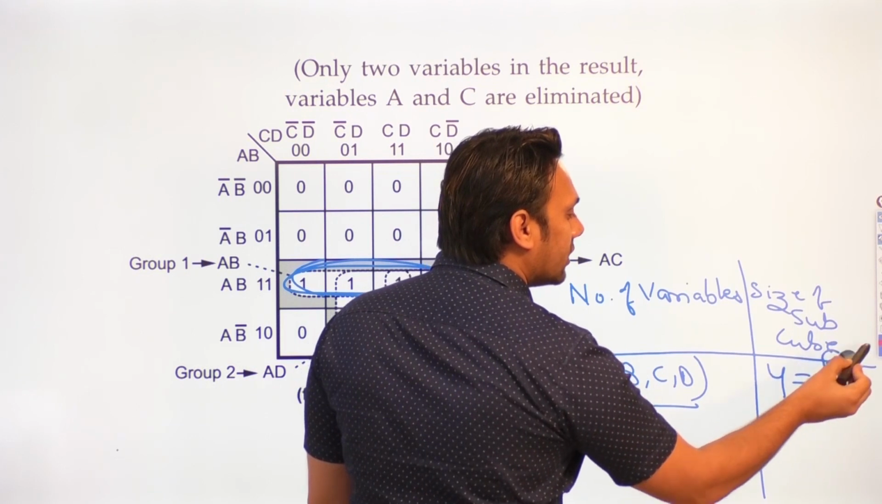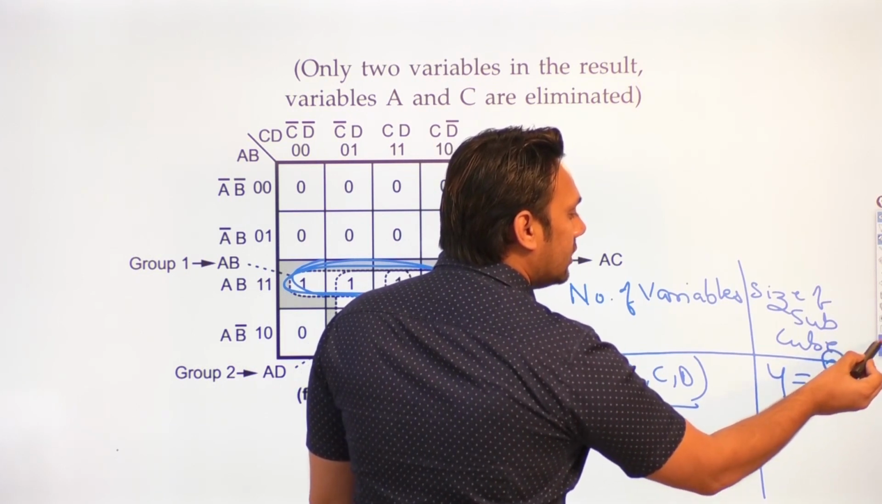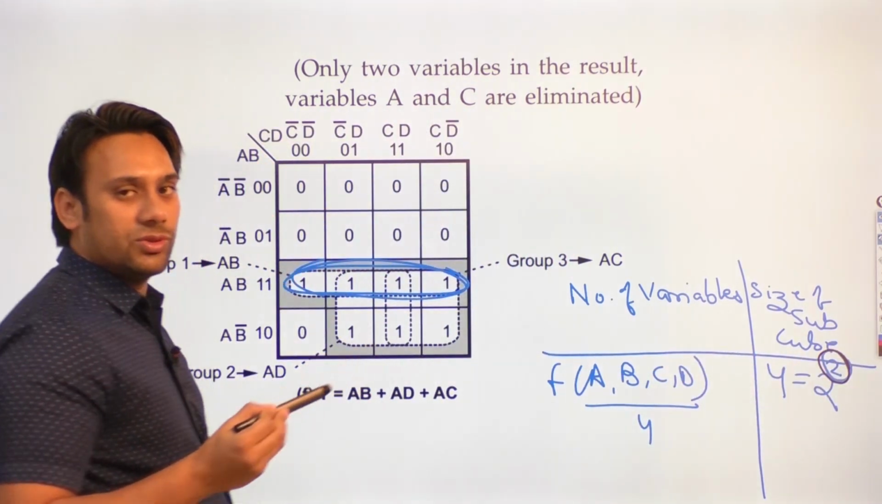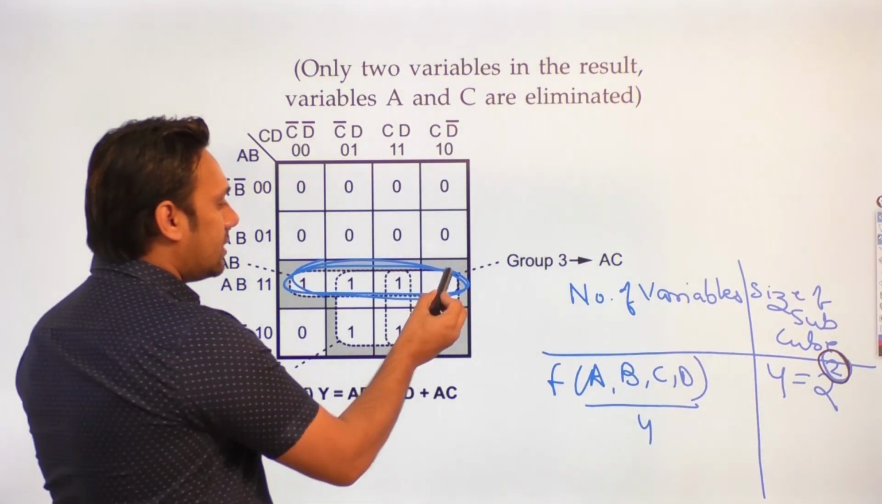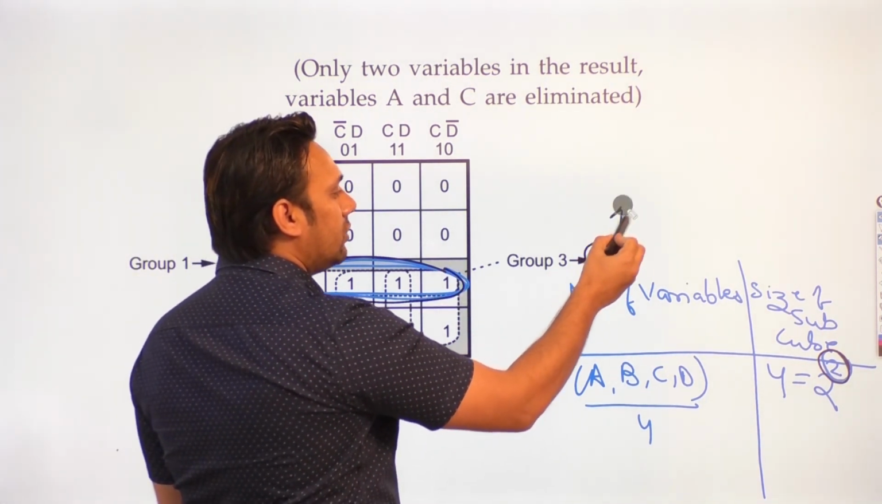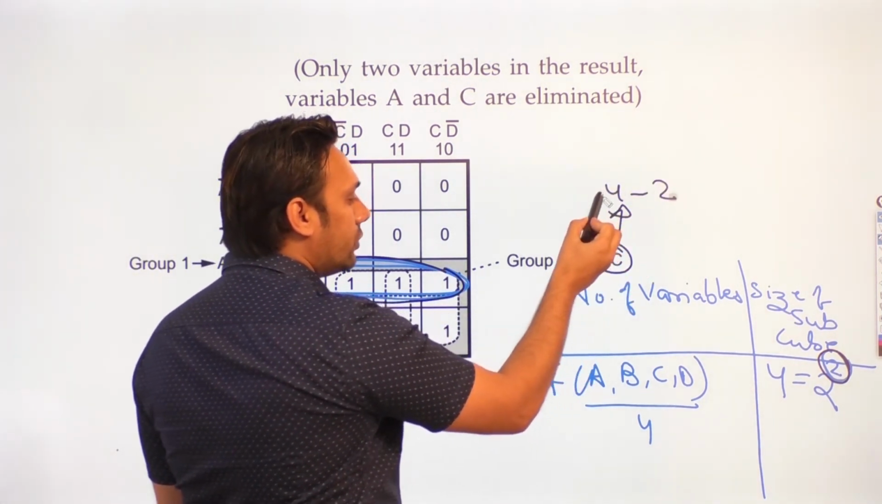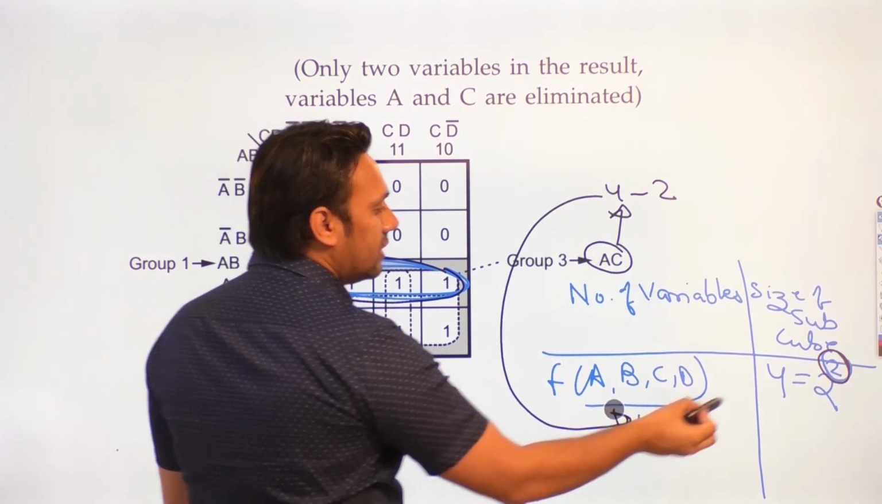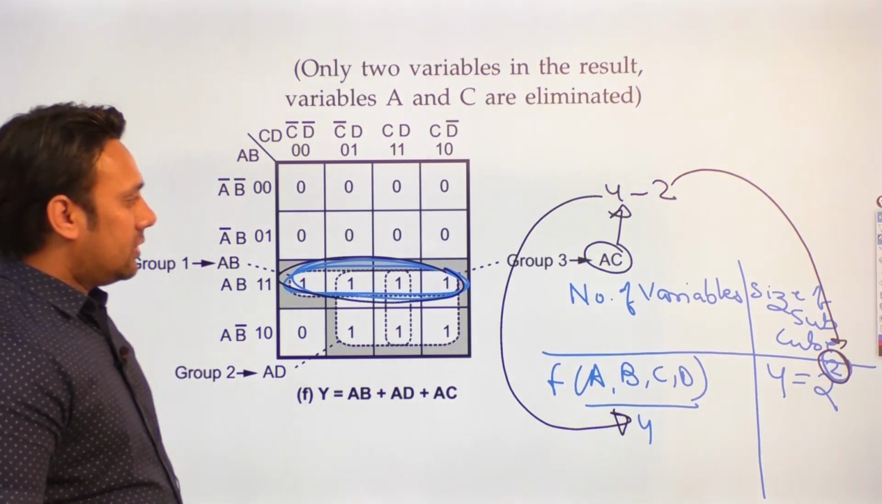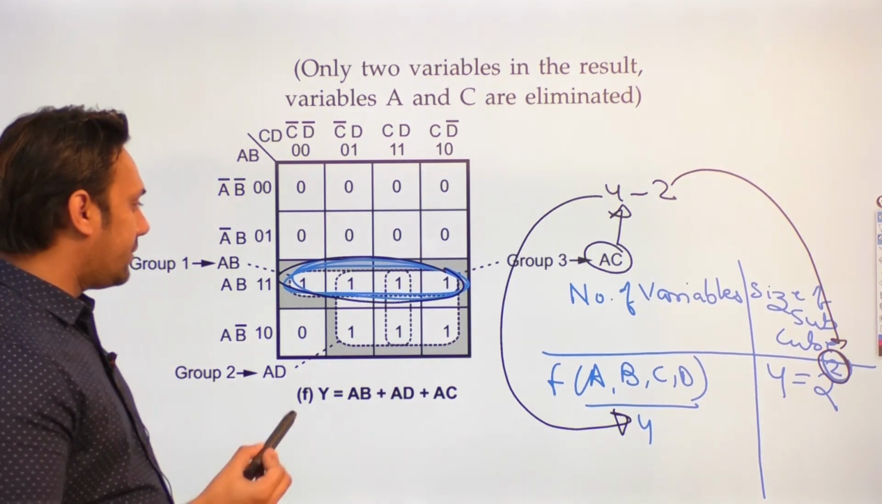Now this 2 is important. ये जो power वाला 2 है, this 2 which is coming in the power, this 2 is important. Why this 2 is important? Because in this subcube which is of size 4, the number of variables will be 4 minus 2. ये 4 कौन सा है? The number of variables. ये 2 कौन सा है? This 2. Okay? Clear?